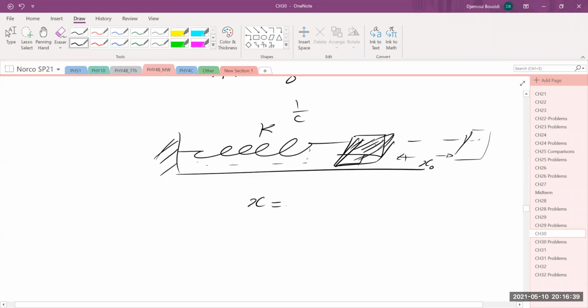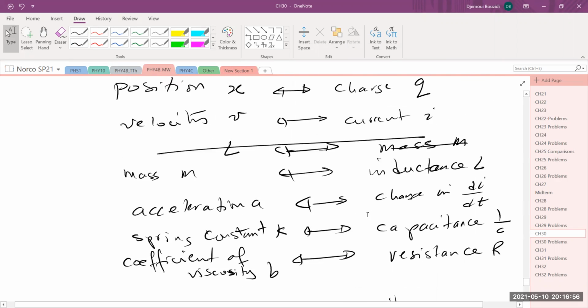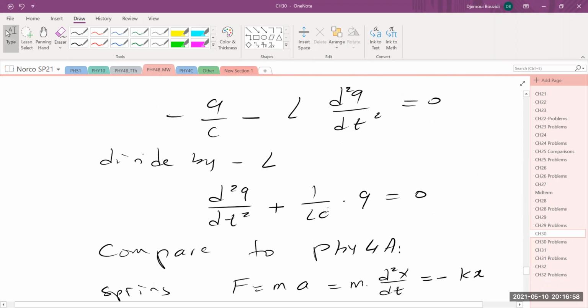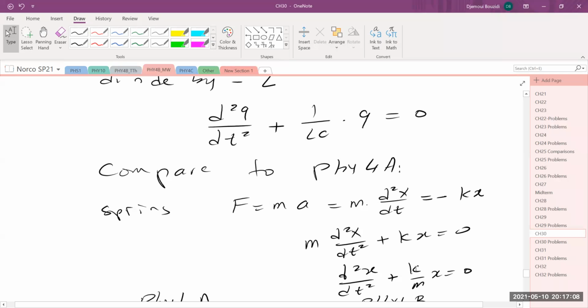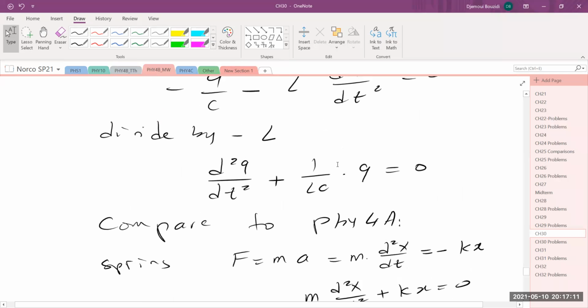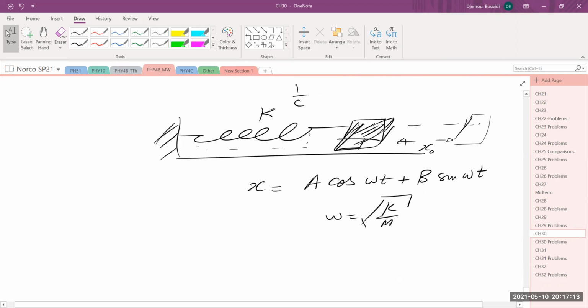The solution we know is some sort of a combination of a cosine and a sine function: a cosine of omega t plus some constant b times sine of omega t, where omega is the square root of k over m. This is similar to that in the sense that the solution to this oscillator is similar. The maths are 100% similar. The only difference in here is that instead of omega squared being k over m, now omega squared is just 1 over LC. So the solution should be the same.